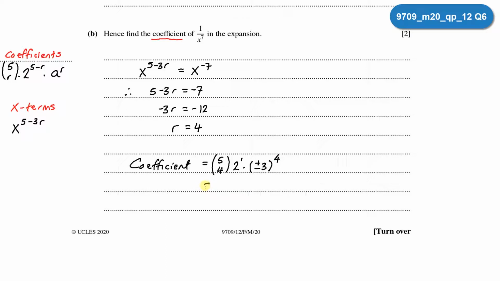So 5 choose 4 is 5. That's 5 times 2 times 3 to the power of 4, which is 81. So 5 times 2, that's 10, and 10 times 81 is 810. So this is the solution. This is the coefficient of 1 over x power 7 in the expansion. That's the answer.